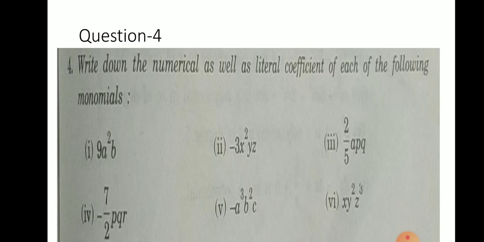Right, let us see the first one, 9a square b. In this, 9 is the numerical value, a square b is the algebraic value, variable. A square and b are the variables. So other name of variable is literal. Okay, so literal is nothing but variable. That's why first question numerical coefficient is 9 and the remaining part a square b is the literal coefficient. The same thing you can observe in the key of question number 4, 9 comma a square b. Right, these are the numerical as well as literal coefficients.